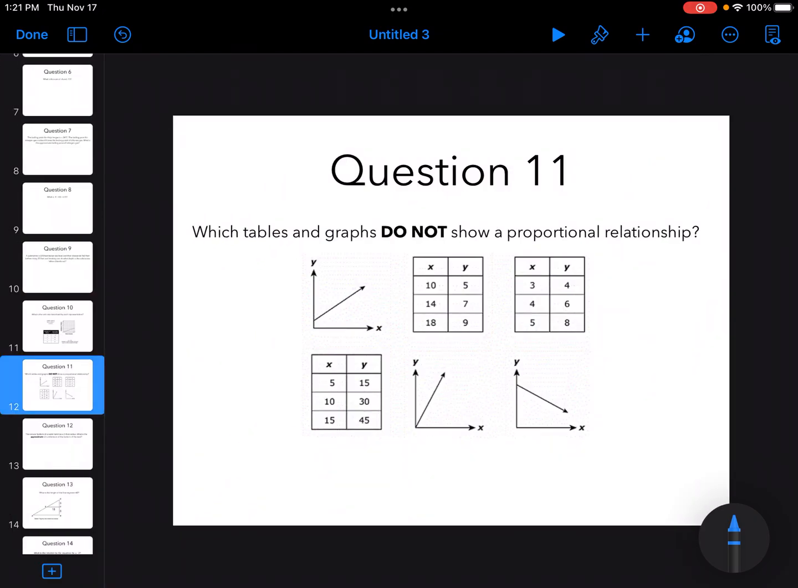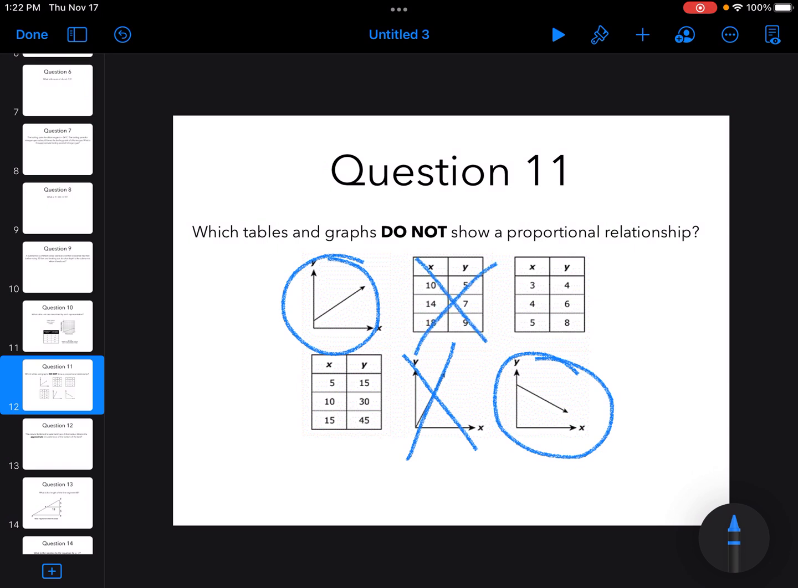Which tables and graphs do not show a proportional relationship? So I'm going to start with the graphs first. To be proportional, that means you start at the origin and you go in a straight line. So this is not proportional and this one is not proportional. For a table, you need to have the same rate all the way down the table. So 5 divided by 10 is 1/2. 7 divided by 14 is 1/2. 9 divided by 18 is 1/2. So that one is proportional.